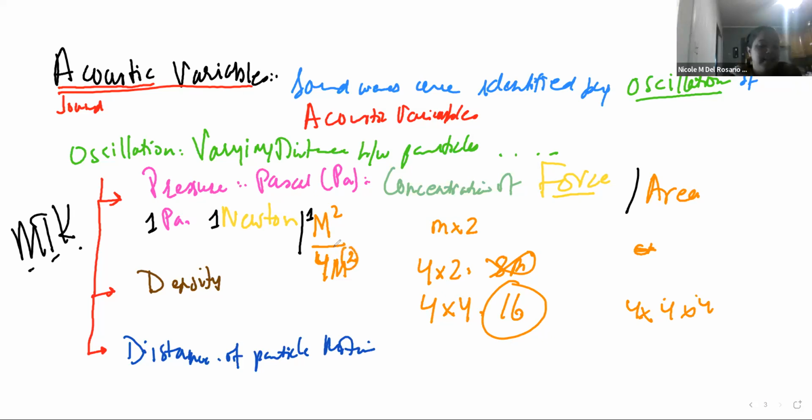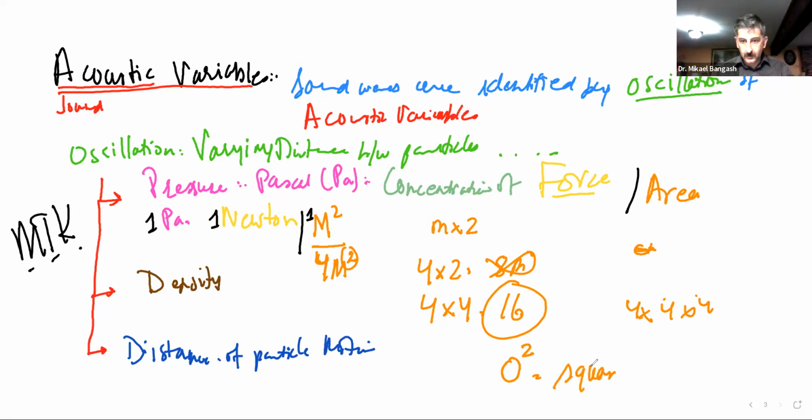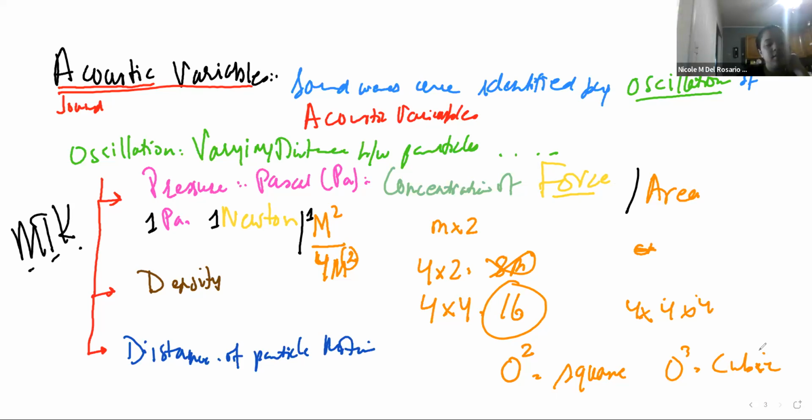So anything raised to the power 2 is going to be square. Clear? Anything raised to the power 3 is going to be cube or cubic. Capiche? Got it, thank you. Good.